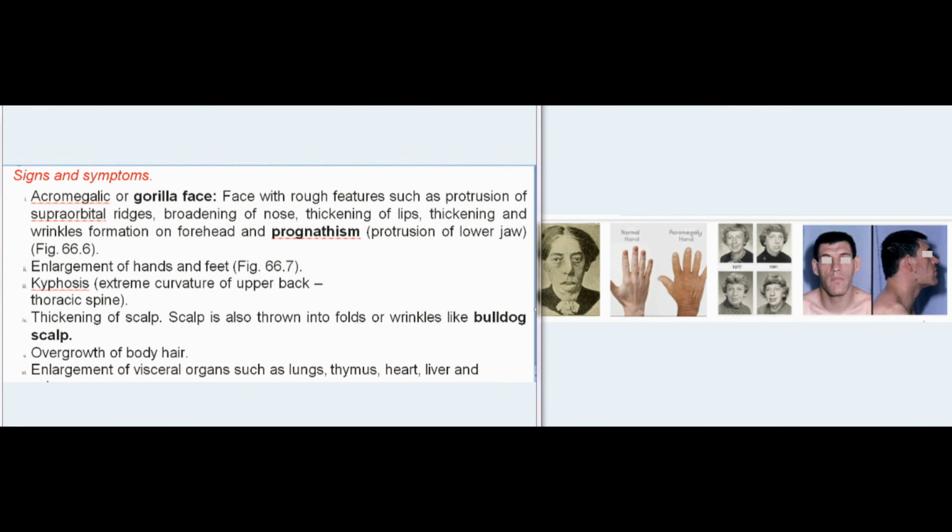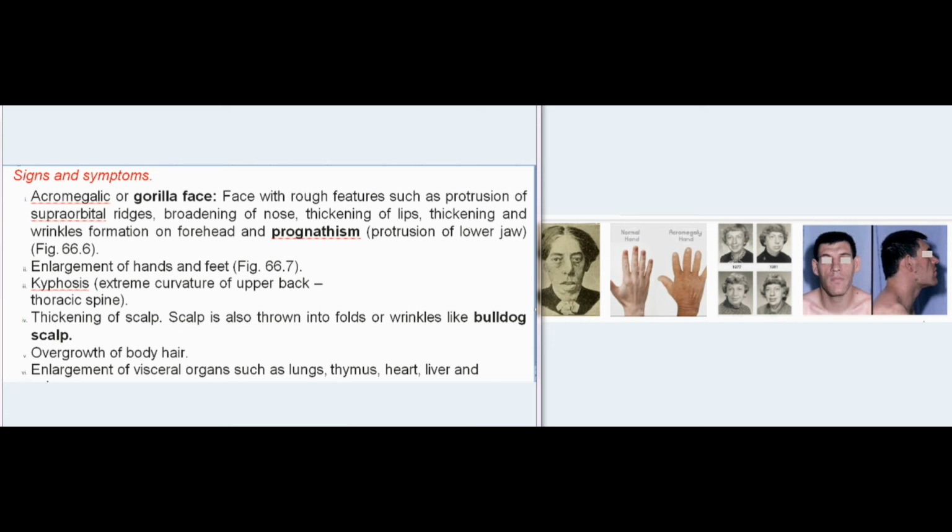Signs and symptoms. Acromegalic or gorilla face, face with rough features such as protrusion of supraorbital ridges, broadening of nose, thickening of lips, thickening and wrinkles formation on forehead, and prognathism, protrusion of lower jaw, Fig 66.6. Enlargement of hands and feet, Fig 66.7. Kyphosis, extreme curvature of upper back, thoracic spine.